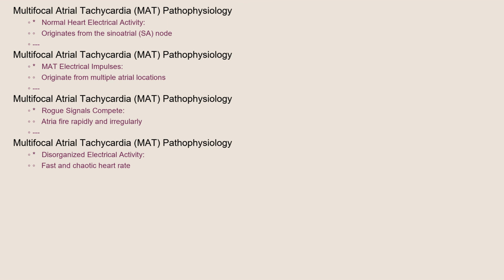Let's get into the pathophysiology. Normally, the heart's electrical signals originate from a single spot in the upper chambers, called the sinoatrial node, or SA node. In MAT, however, these electrical impulses come from multiple locations within the atria. These rogue electrical signals compete, causing the atria to fire rapidly and irregularly. This disorganized electrical activity leads to a fast and chaotic heart rate.